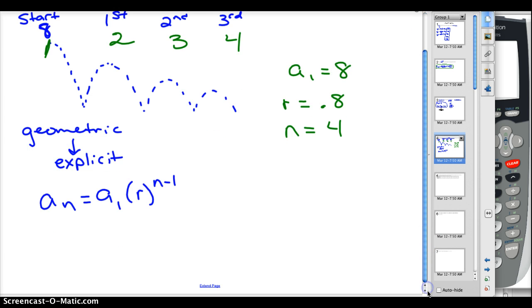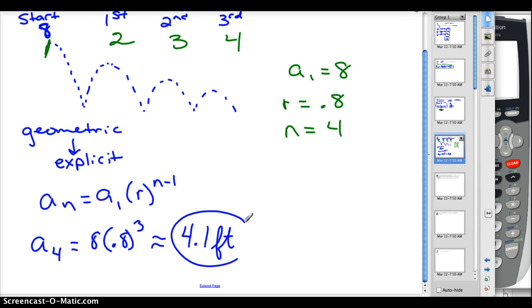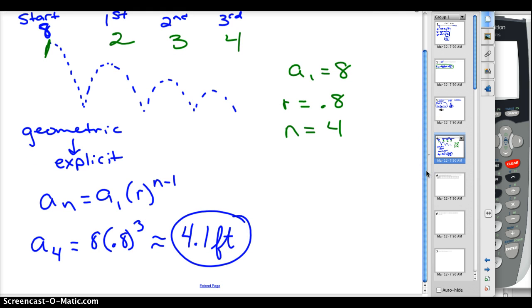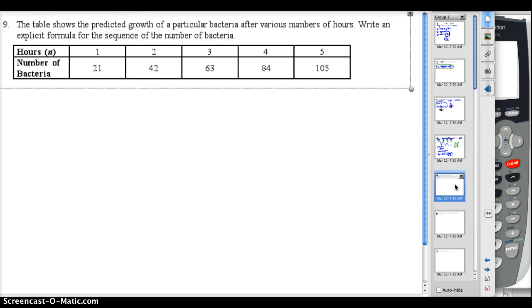All we need to do is substitute in our numbers. So a sub 4 is going to be our first number 8 times our common ratio 0.8, and then it says it's to the n minus 1 power, so that would be to the 3rd power. When we do that, I get about 4.1 feet. The problem asked us to round to the nearest tenth, and so that's why we have 4.1. Let's move right along then. I'm assuming you've done number 8.